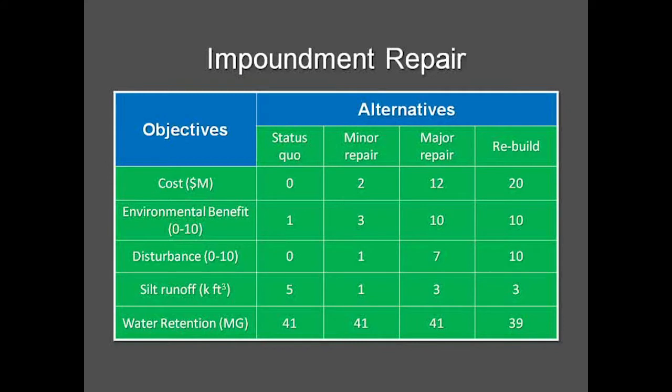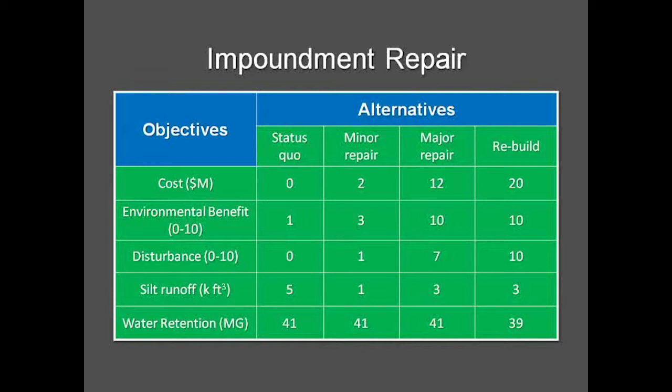Now you're going to do this with one of 4 different alternatives. The status quo, continue doing what you're doing. You could do a minor repair of the damaged impoundment, or you could do a major repair of the damaged impoundment, or you could do an entire rebuild of the damaged impoundment. So you see this impoundment repair example visually in this consequence table with the objectives along the left side and the alternatives along the top.